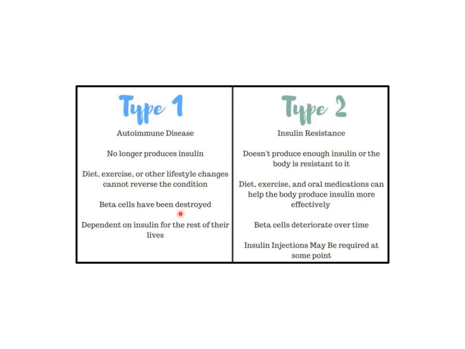Here, the beta cells have been destroyed. Type 2, the beta cells will deteriorate over time, and this person for type 1 is dependent on insulin for the rest of their lives. Here, type 2, the insulin injections may be required at some point. Right, we require this information to answer the question that we just read.